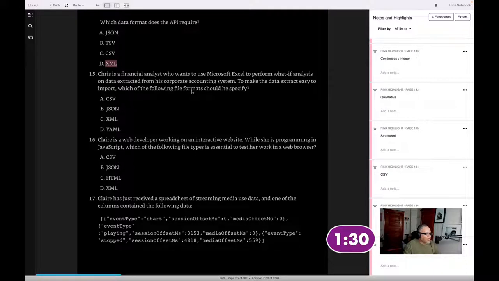Chris is a financial analyst who wants to use Microsoft Excel to perform what-if analysis on data extracted from his corporate accounting system. To make the data extract easy to import, which of the following formats should he specify? CSV.